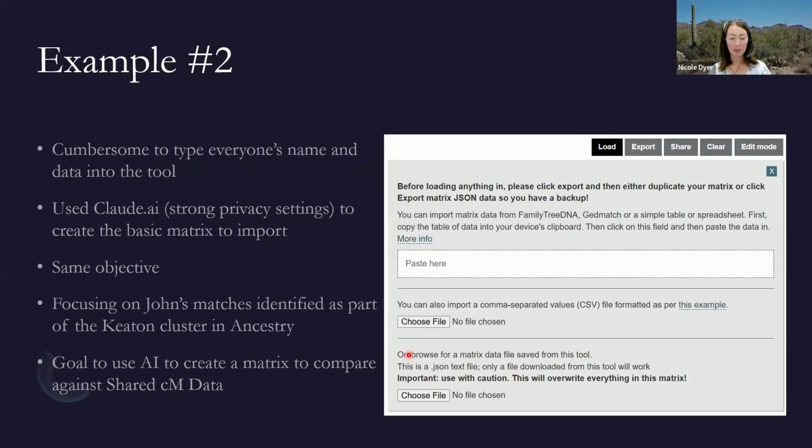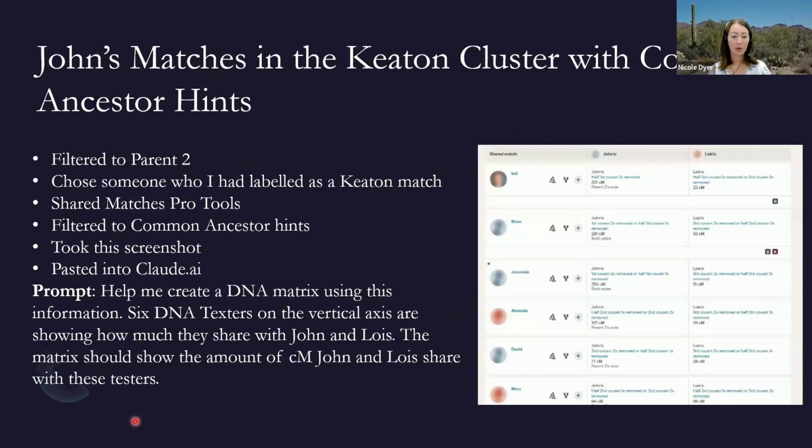And my goal was to be able to get AI to generate a matrix that I could then paste right here, because in the matrix tool, there's a button for load. So if you click load, you can then paste information right here. Just paste the matrix and then it will automatically populate in the tool for you. So here's how I did it.